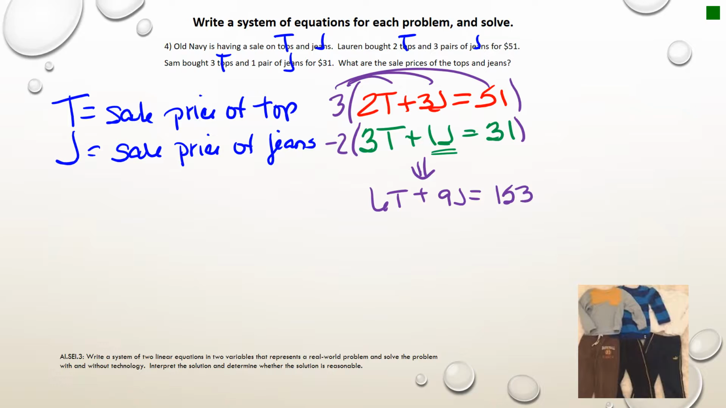153. And then this one, distribute. -6t minus 2j equals -62.